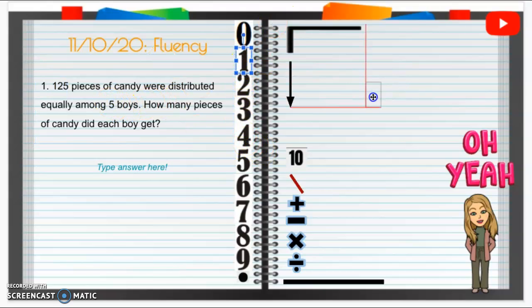So 125 is going to go on the inside of our house. 125, let's put our house over it, divided by 5. 5 is going to go on the outside of our house.